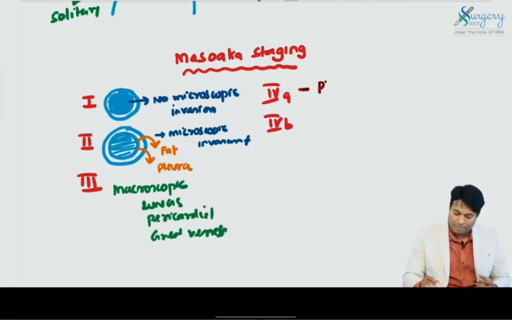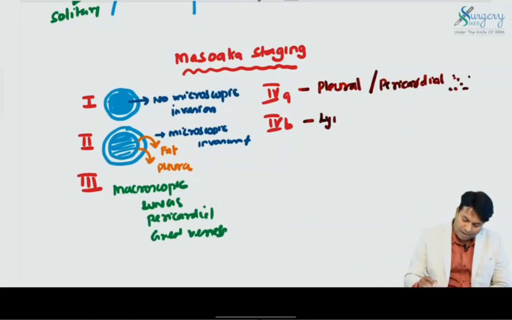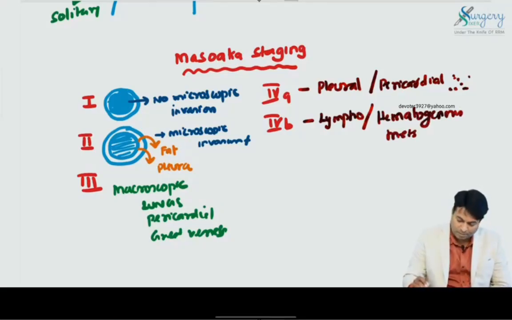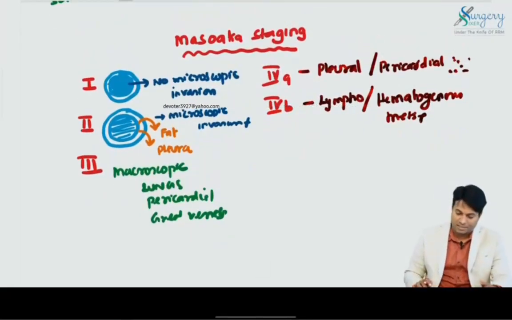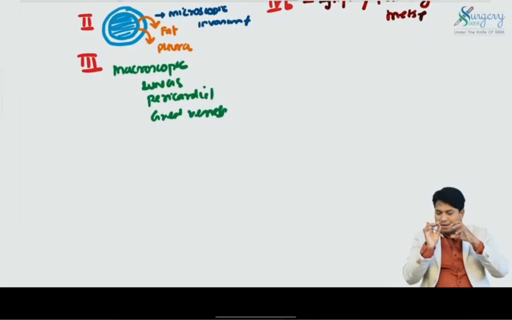Stage 4A is pleural mets or pericardial mets, with the pleura and pericardium full of mets. 4B is lymphogenous or hematogenous mets. It has spread away from the mediastinum. So this is the Masaoka staging system, a staging system for thymoma. Please remember, 1 is confined to the capsule with no microscopic invasion, and 2 is infiltrating into surrounding fat with mild pleural infiltration.